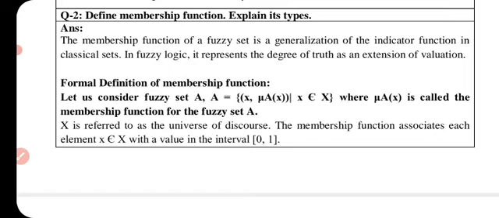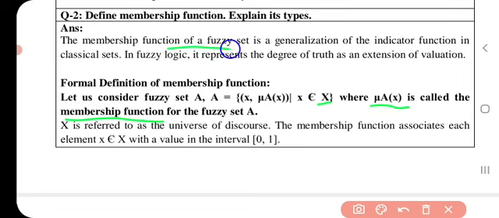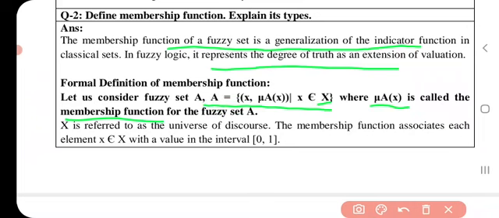Now here is the formal definition of membership function. Let us consider fuzzy set A. It is written as A = {(x, μA(x)) | x ∈ X}, where X is the universe of discourse and μA(x) is called the membership function. So if you want to write the definition, write this: the membership function of a fuzzy set is a generalization of the indicator function in the classical set. It represents the degree of truth, and formally it is written as A = {(x, μA(x)), x ∈ X}, where μA(x) is the membership function of fuzzy set A.